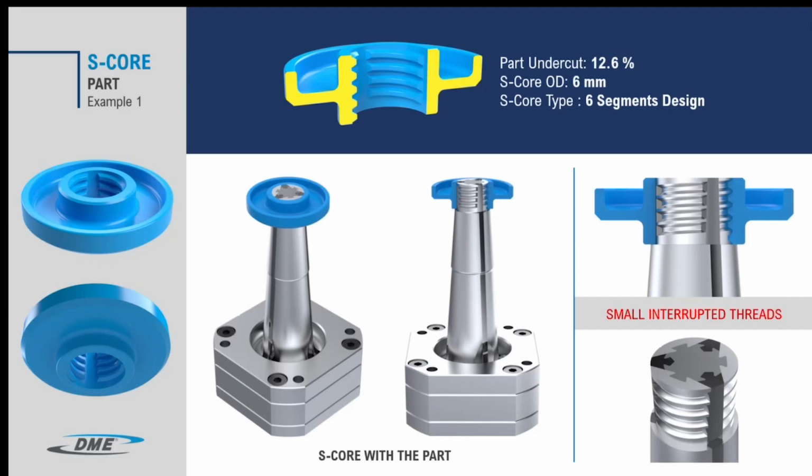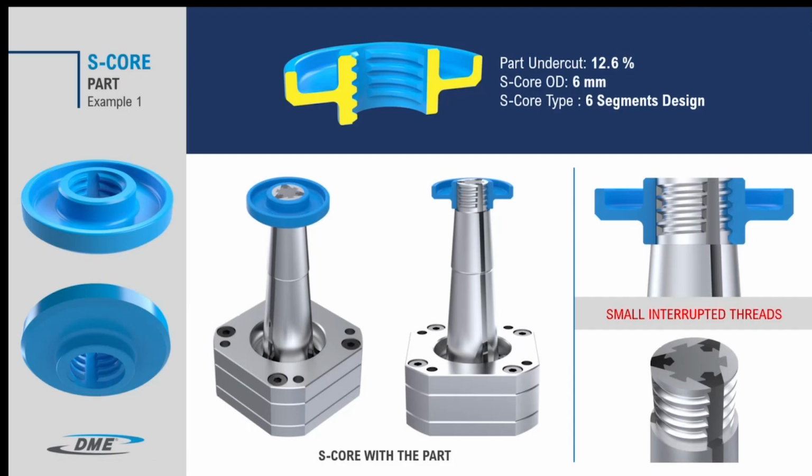On this slide, we are looking at a small part with an interrupted thread. Usually, we can try bump-off ejection when the diameter is more than 25 mm and the material is flexible like PP. But in this case, the material is 10% glass fiber filled nylon and the diameter is only 6 mm. So bump-off ejection won't work here.